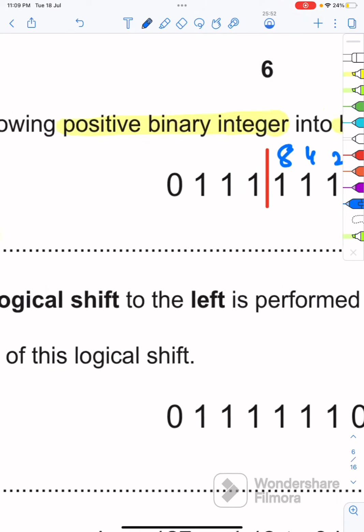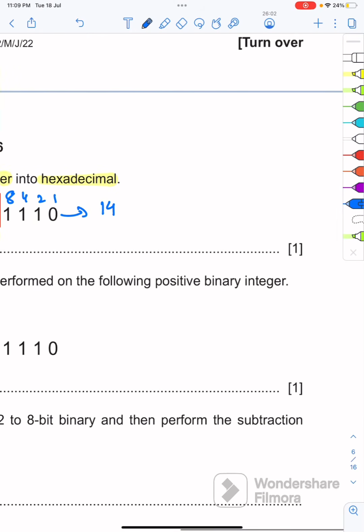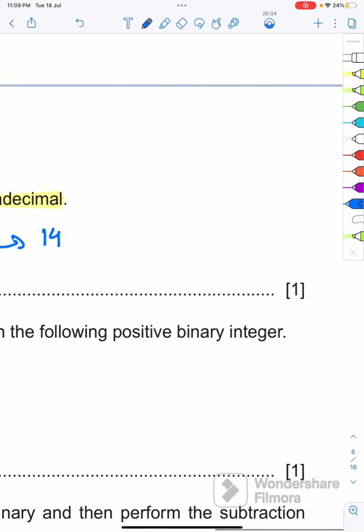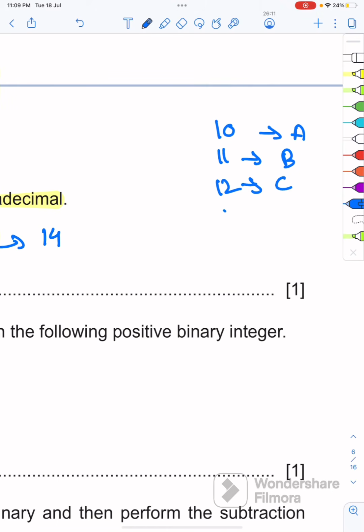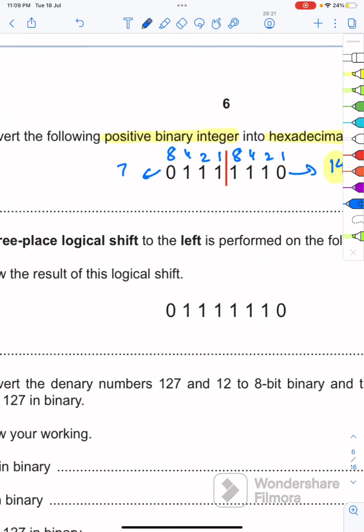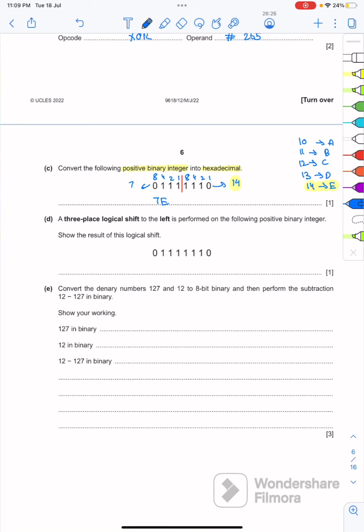Well, look here, 1, 2, 4, 8, mark them down. You've got 1 plus 2, that's 3, 3 plus 4, that is 7. So this is giving me 7, and this is giving me 14. Now, as I said, if it is exceeding 9, that means it's going to be a letter. So 10 gives you A, 11 gives you B, 12 gives you C, 13 gives you D, 14 gives you E. So that means this is going to be 7E. Very simple question that I tried to go a lot more in depth on.